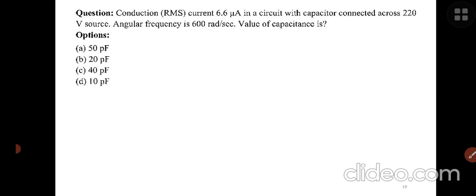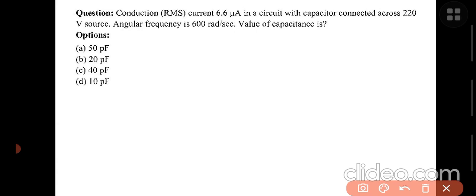Conduction current, that is RMS, 6.6 microamps in a circuit with capacitor connected across 220 volt source. Angular frequency is 600 radian per second. Value of capacitance is 50 picofarad, 20 picofarad, 40 picofarad and 10 picofarad. Let's find the answer.